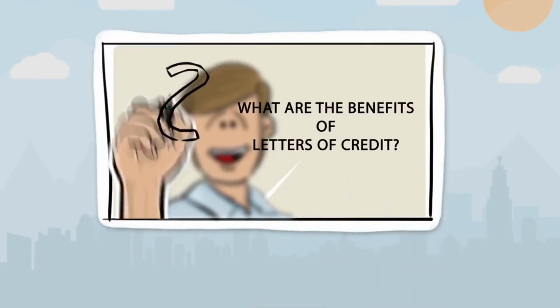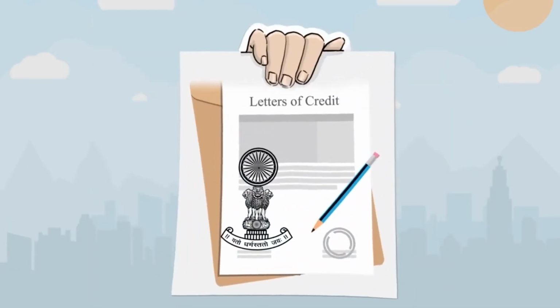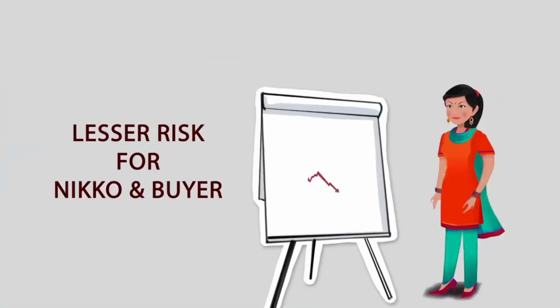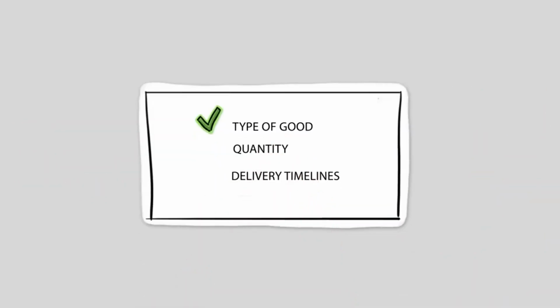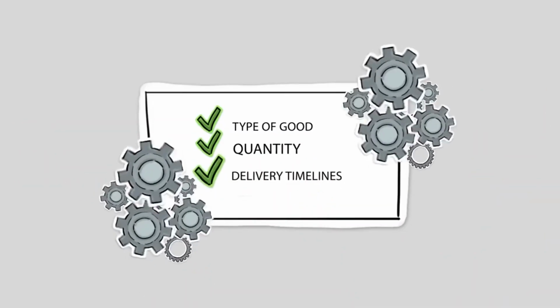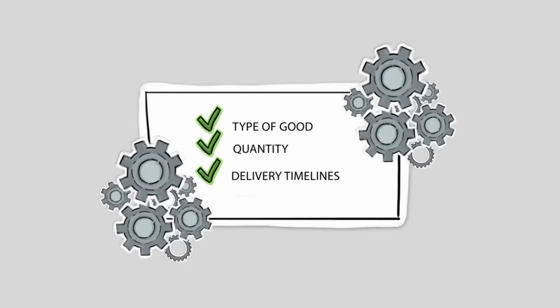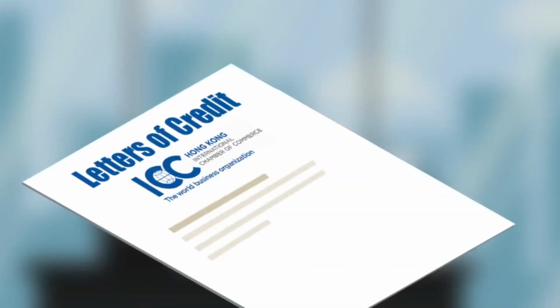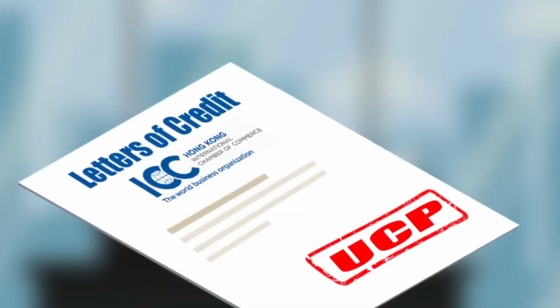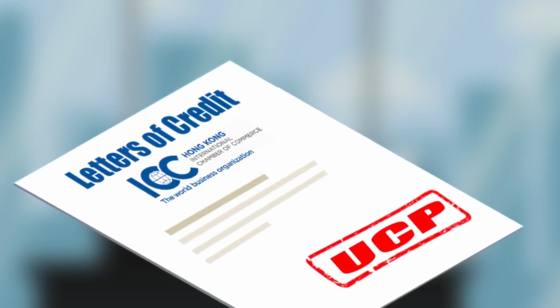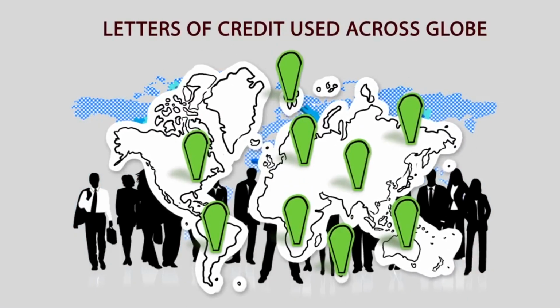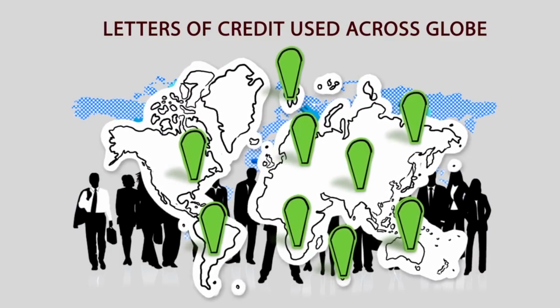What are the benefits of letters of credit? Letters of credit are legally binding and all parties must honor them. So, they offer less risk for the buyer and Nikhu. They reduce ambiguity and increase transparency for both sides, as the details about the goods, their delivery, etc. are all well defined in an LC. Letter of credit operations are governed by UCP rules framed by the International Chamber of Commerce, that is, the ICC. LCs are used internationally. They give firms confidence to trade in unfamiliar markets with unfamiliar suppliers.